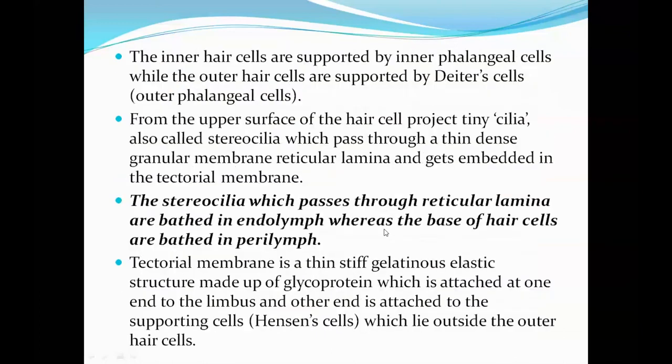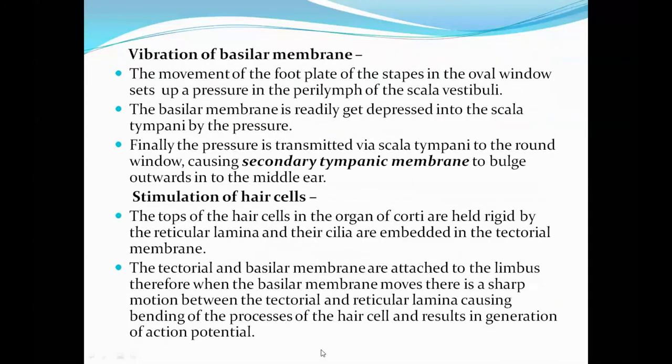Then the stereocilia, which pass through the reticular lamina, are bathed in the endolymph, whereas the bases of the hair cells are bathed in the perilymph. The tectorial membrane is a thin, stiff, gelatinous, elastic structure made up of glycoprotein, which is attached at one end to the limbus and the other end to the supporting cells or Hensen cells, which lie outside the outer hair cells. Here we can see in the diagram.